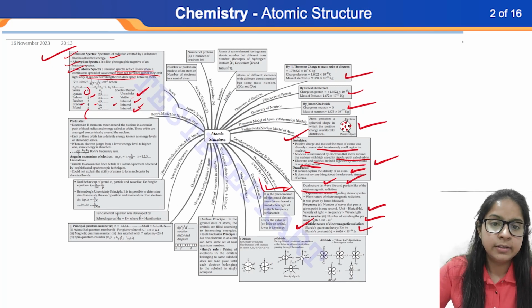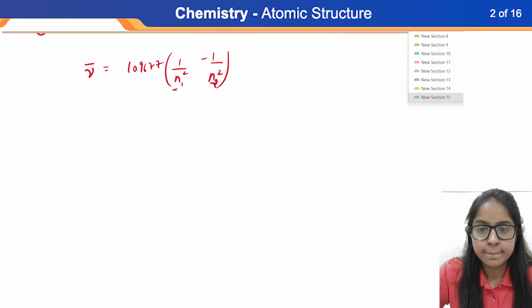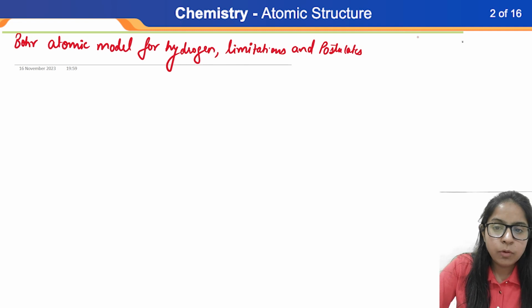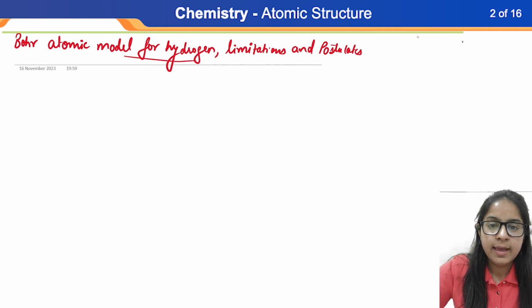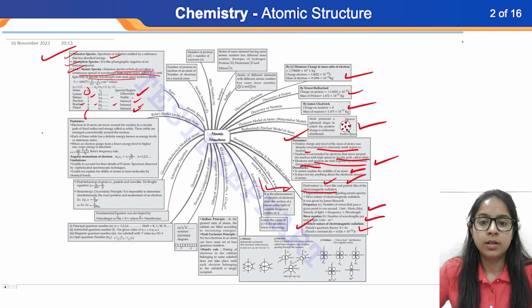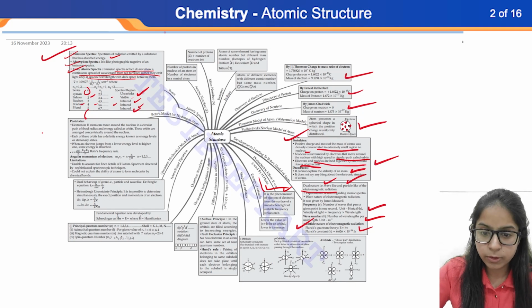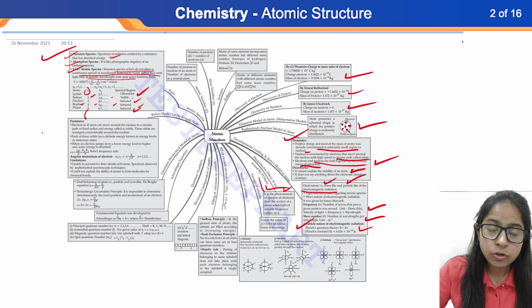Now after that, I'm going to explain the Bohr atomic model of hydrogen, its limitations and postulates. Now, what is the Bohr atomic model? According to the postulates that I discussed after the Rutherford atomic model, there are drawbacks in the Rutherford model, and after that, Planck's theory and the photoelectric effect explained that the electrons do not really move around the nucleus like the planets revolve around the sun.